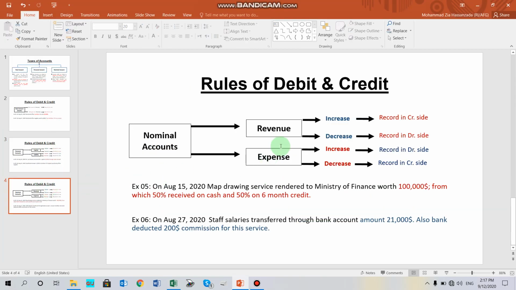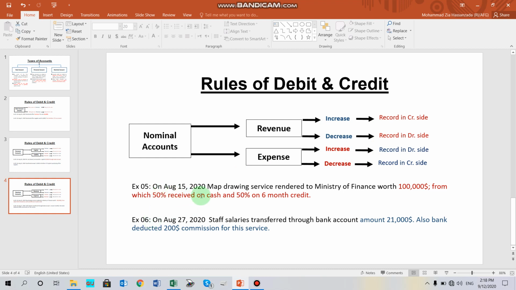The last one, rules of debit and credit for nominal accounts, which are related to revenue and expenses. When there is an increase in revenue, we will record it in credit side, but if there is an increase in expense, we will record it in debit side. You have to note one thing, that decrease in revenue and decrease in expense is not happening in real life, but it only happens, for example, if you record a transaction wrongly in the system. For passing a reverse entry, you have to understand this decrease in revenue and decrease in expense.